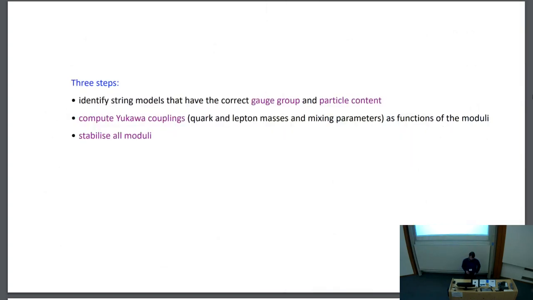So string model building essentially goes in 3 steps. First, you want to construct models that have the correct gauge group and particle content. Then you want to compute Yukawa couplings, which tell you about the masses of quarks and leptons and the mixing parameters. And these will be functions of the moduli. So these will be functions of the parameters of the geometry. And finally, the third step is to stabilize the moduli and understand why do we observe the values that we observe for the masses and mixing parameters.